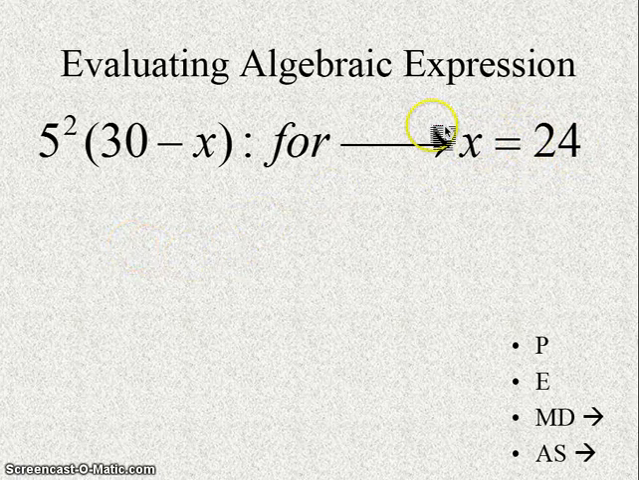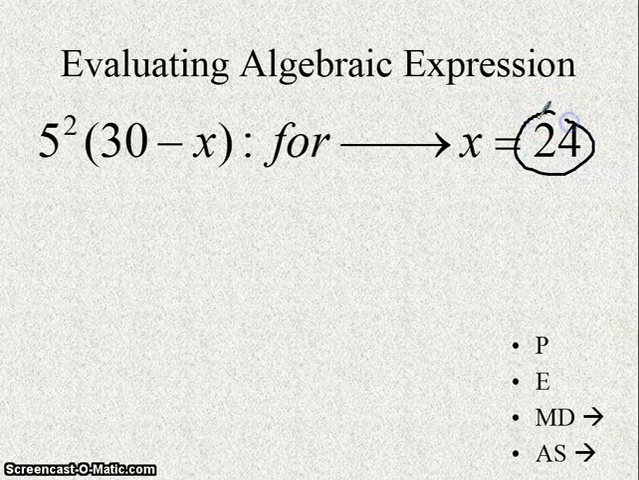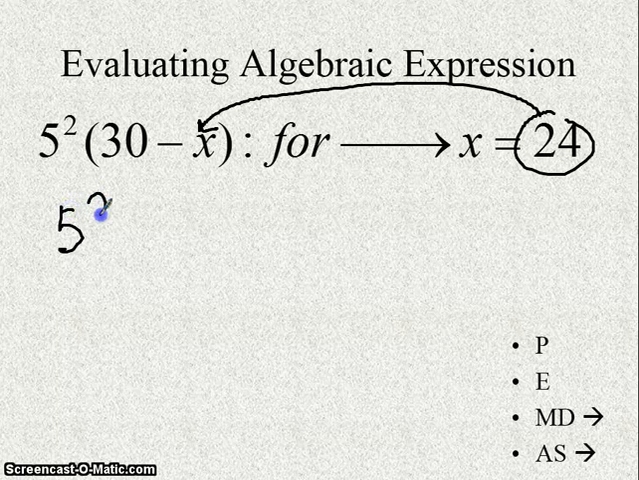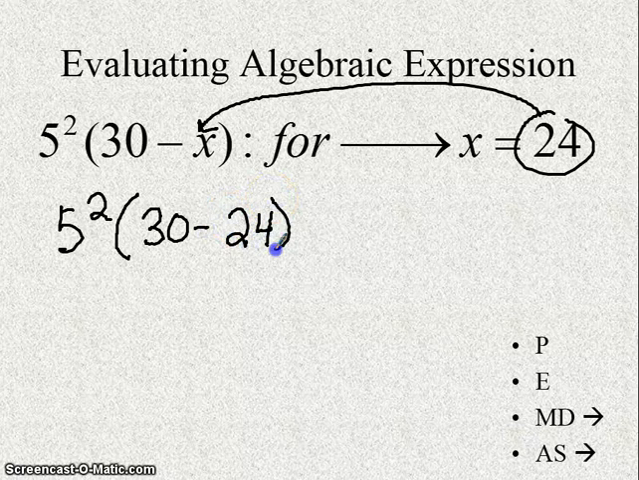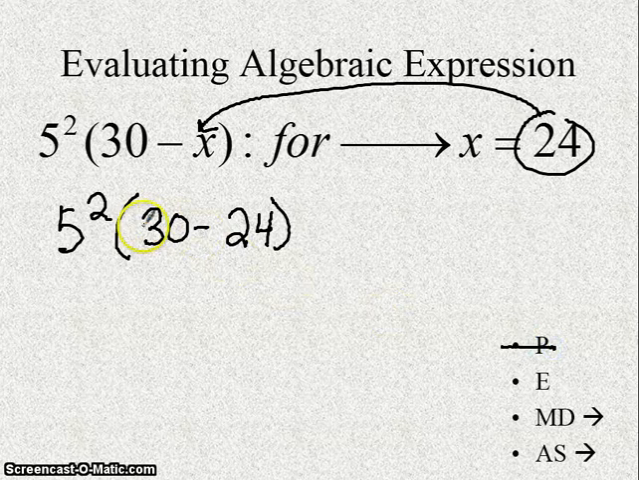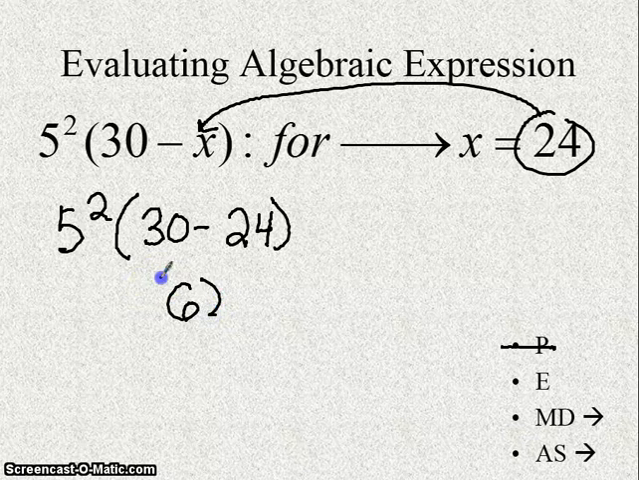Let's try this expression where x is 24. So we're going to substitute 24 for x. So we have 5 squared times, because it's touching, 30 minus 24. Our first step is to simplify parentheses. Our parentheses are 30 minus 24, which is 6. So now we have 5 squared times 6.